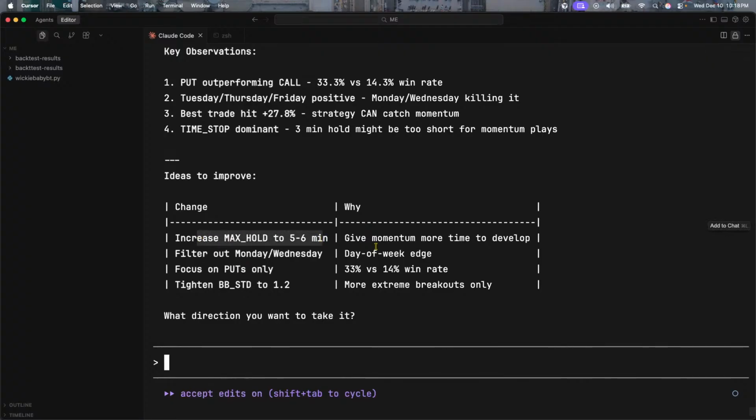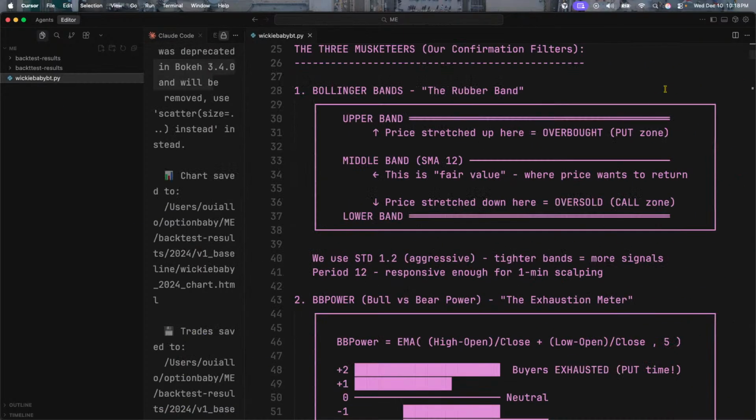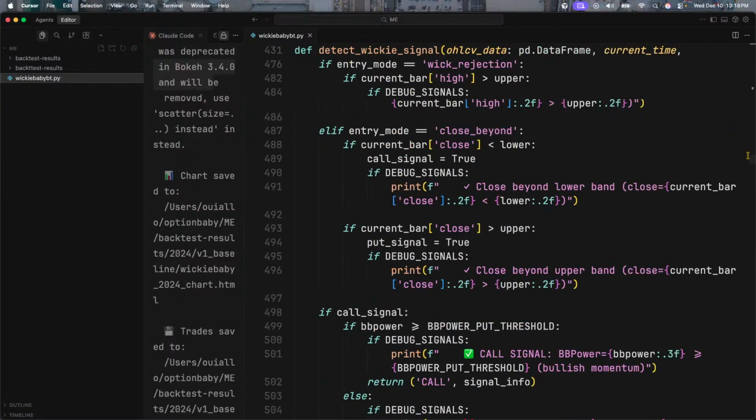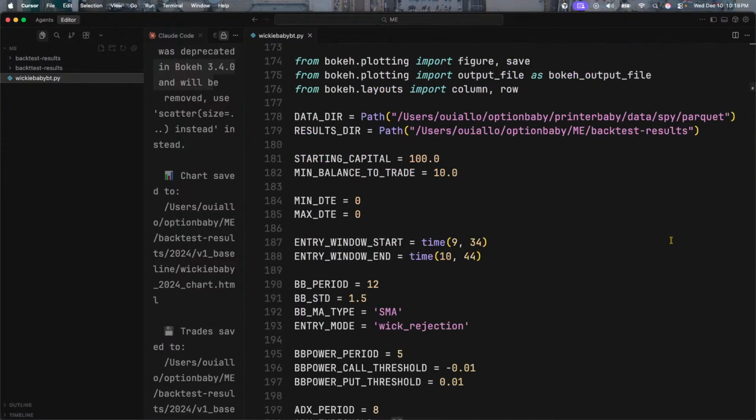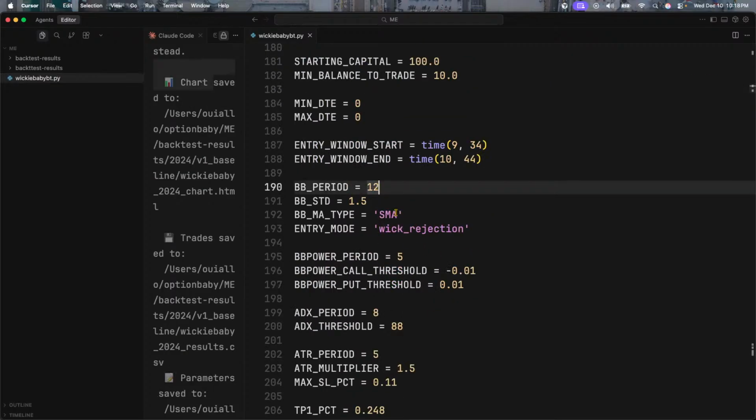So change maximum hold time, give momentum more time to develop it. Don't need that. No. Tighten the BB to 1.2. Let's put eyeballs on it. Bollinger Band right now. So let me use EMA. If I'm going to use EMA, then I'm going to use EMA 8. No, EMA 5. That's okay. And then I'm going to start at 32.